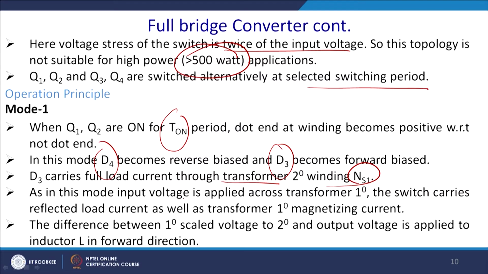As this mode of the voltage is applied across the transformer primary, the switch carries the reflected load current as well as the transformer primary magnetizing current. So, this will carry both the currents. The difference between primary winding scaled voltage and secondary winding output voltage is applied across the inductor, as it is the same in case of the half bridge converter.